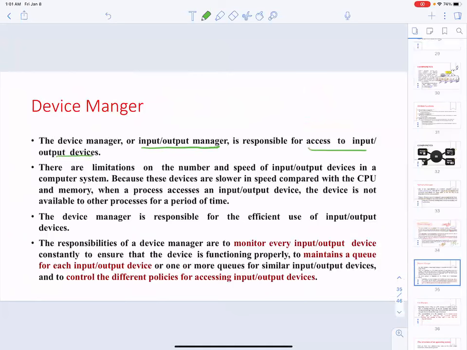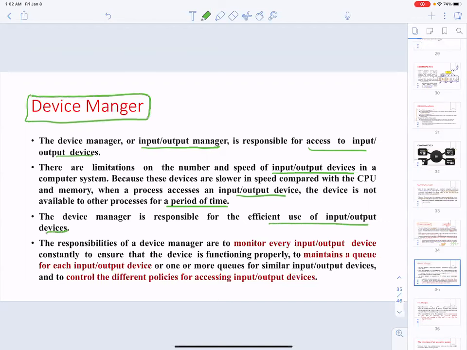We know that in reality, there is a limitation on the number and the speed of the input-output devices in a computer system. Because these devices are slower than the CPU and the memory, when a process accesses an input-output device, the device is not available to the other processes for a period of time. Which part of the operating system is responsible for an efficient use of those devices? This is where the design of the device manager comes into place.